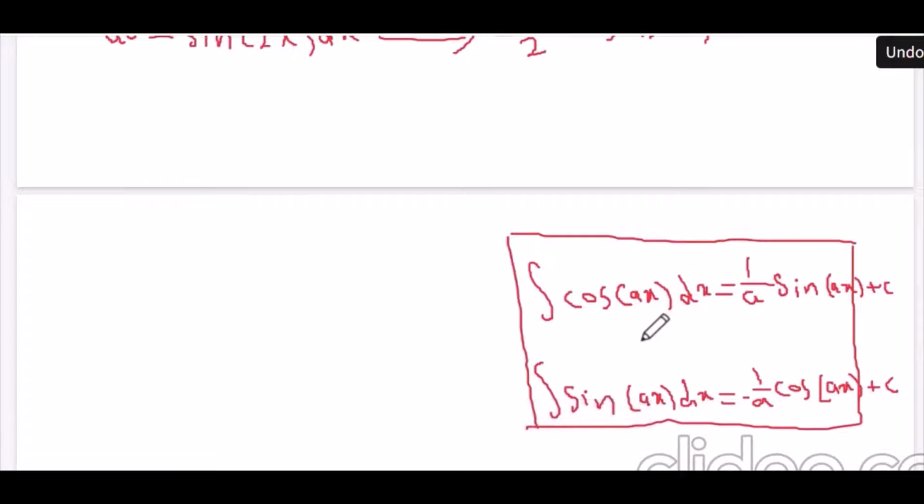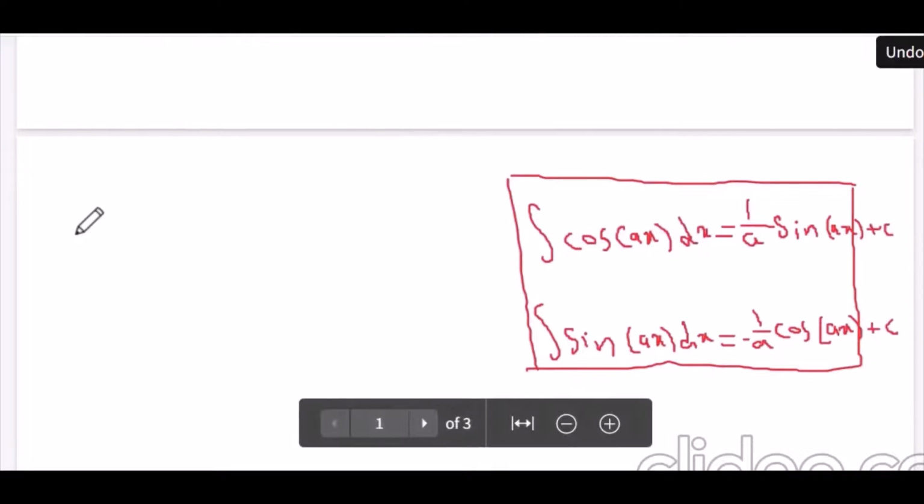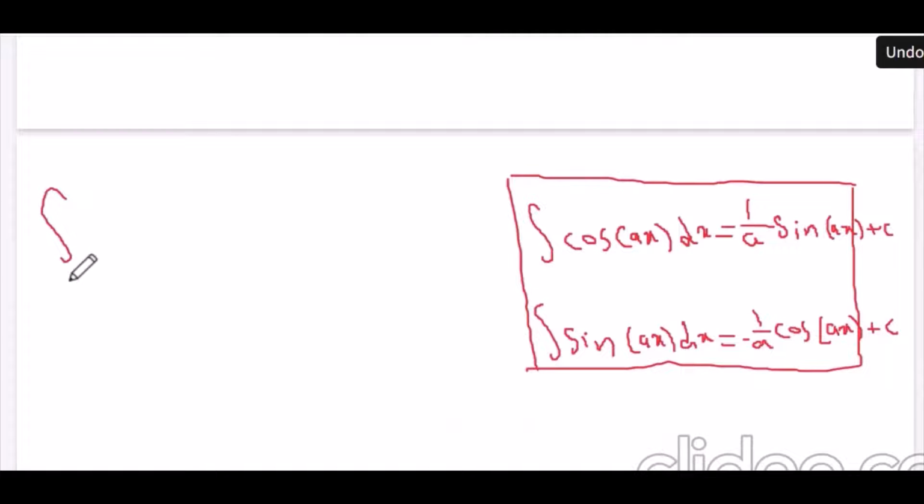Then after finding u, du, v, and dv, we can apply the integration by parts rule, which is, let's write it here. The indefinite integral of u dv equals uv, then minus the indefinite integral of v du.